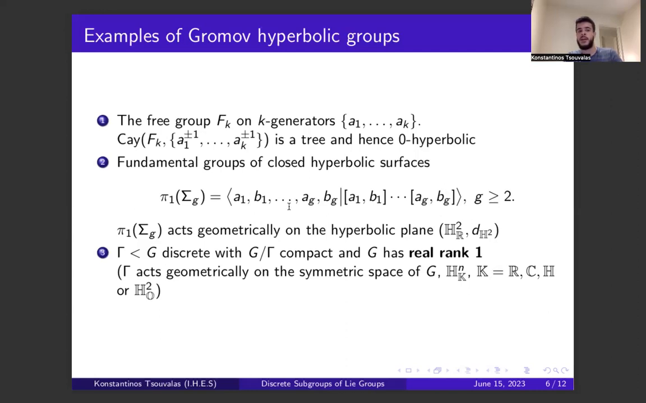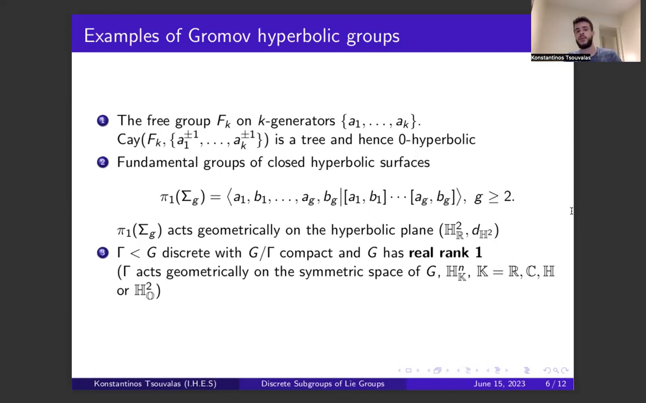So if we take the surface of genus G, where G is at least equal to 2, its fundamental group has a presentation of that form. So it is generated by 2G elements with a single defining relation, the product of all these commutators. And this fundamental group is also Gromov hyperbolic.